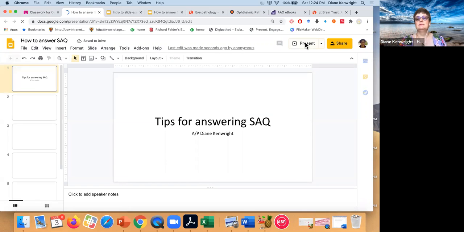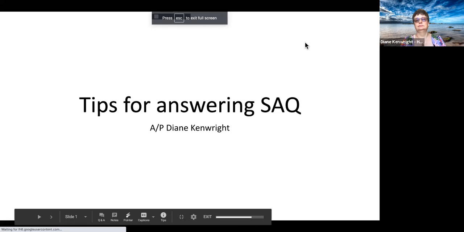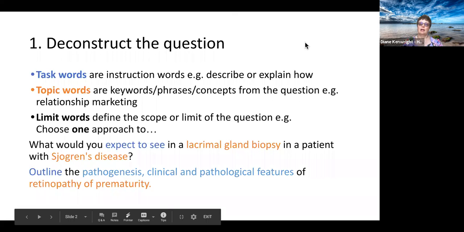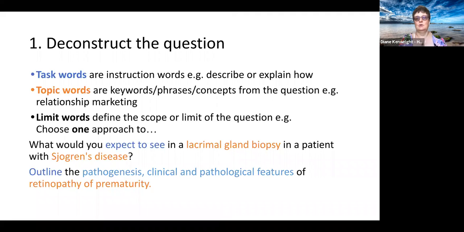Okay, tips for answering short answer questions. When you're looking at a question, take a moment to deconstruct it. It's going to have three important things you need to notice. The first is a task word, which is words like describe or explain how. Then it's going to have topic words, the actual thing you're going to talk about. And then it's going to have limit words, which define the scope.